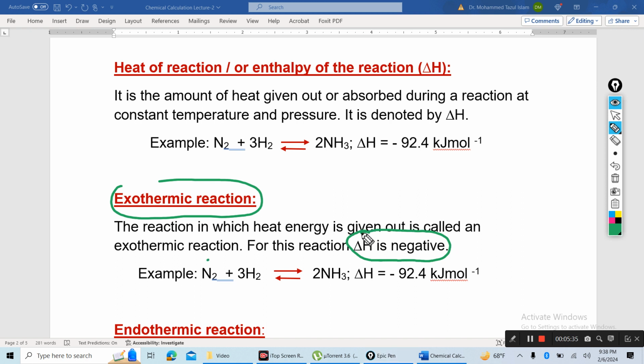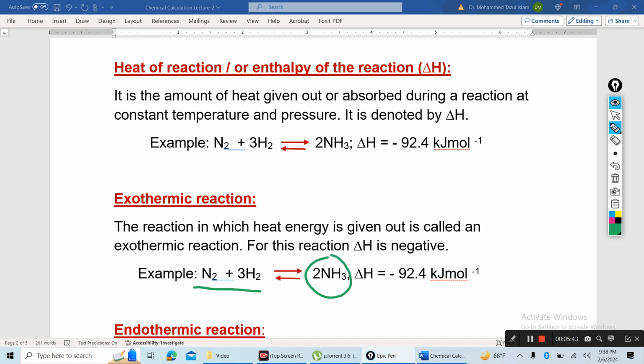So you see, nitrogen reacts with hydrogen. These are the reactants to produce NH3. This is the product. So in this reaction, 92.4 kilojoule energy is released. So as energy is released and delta H value is negative, this reaction is an exothermic reaction.